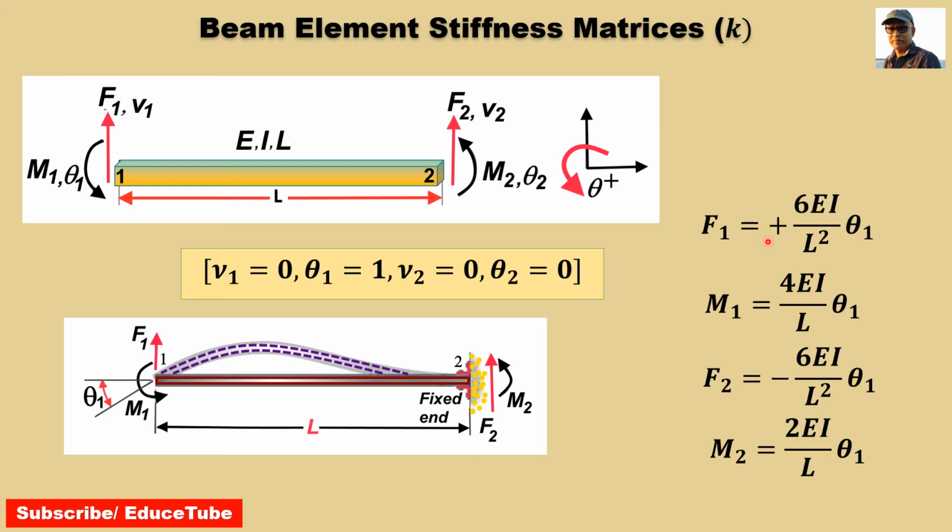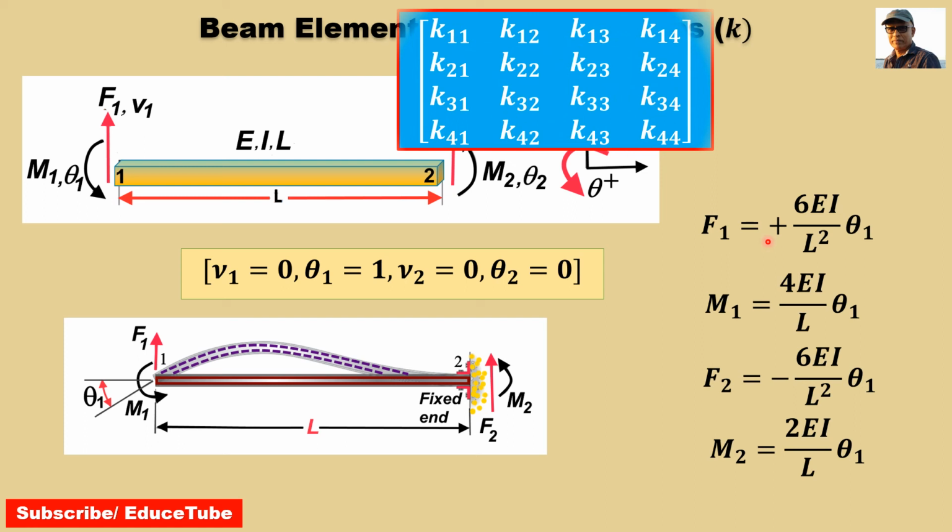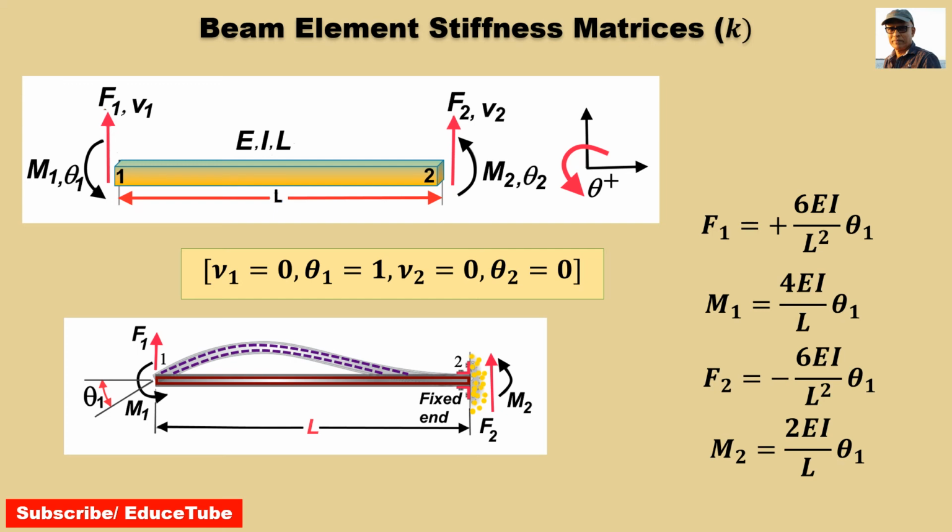And these 4 elements constitute the second column of matrix K. How is it? Second column means K12, K22, K32 and K42. So we got the second column. Now let's move on to finding the third column.